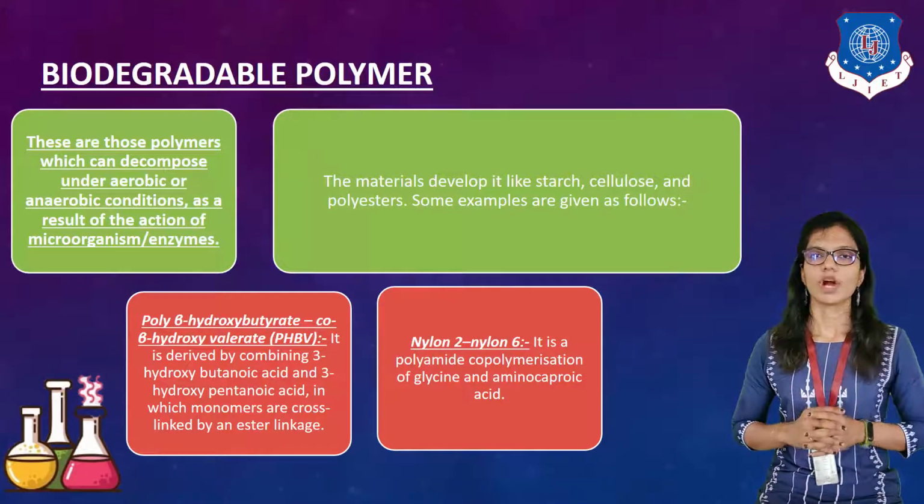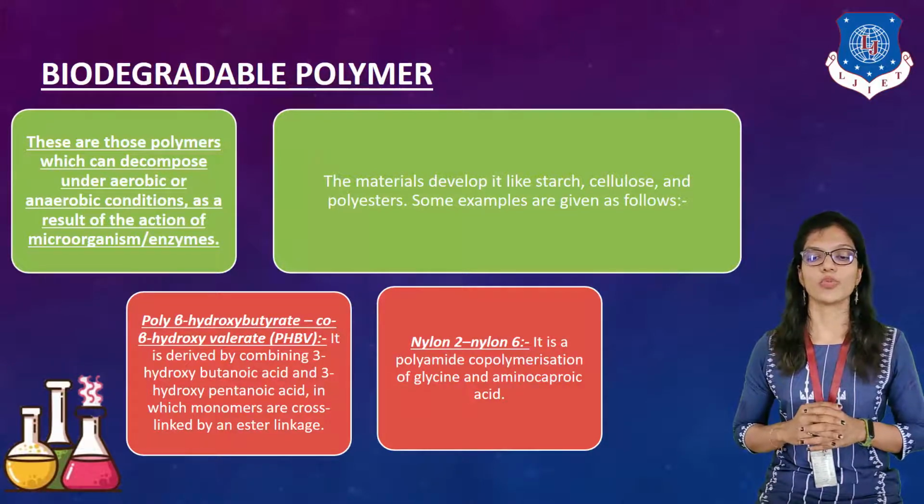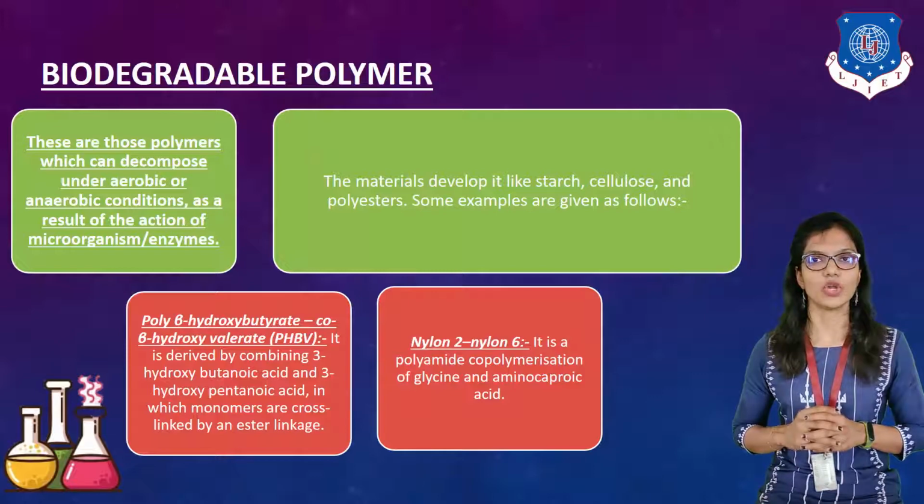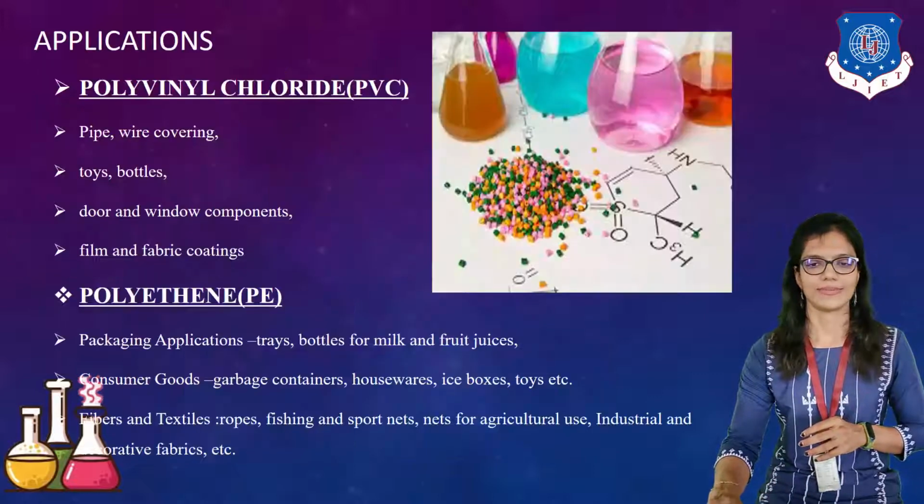Now, when we talk about nylon 2 nylon 6, it is a polyamide copolymerization of glycine and aminocaproic acid. It combines two things, glycine and aminocaproic acid.